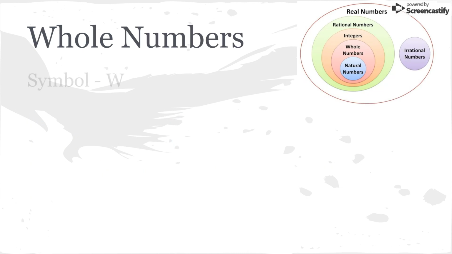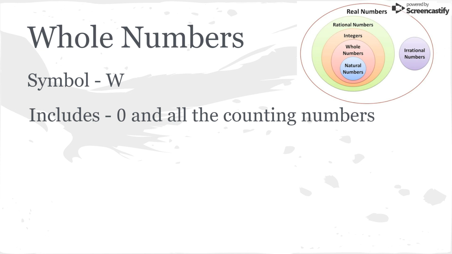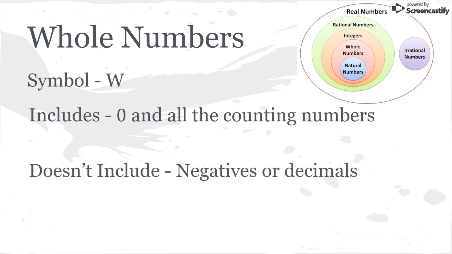Whole numbers. Symbol's W. It includes 0 and all the counting numbers, 0, 1, 2, 3, 4, 5. It doesn't include negatives or decimals. So all the negatives are gone, and there's no more decimals. Some examples: 0, 1, 2, 3, 4. This is how I tell all my students how to remember. Whole has an O in it, so you know that this is the one that includes 0. Okay, kind of just a little trick.